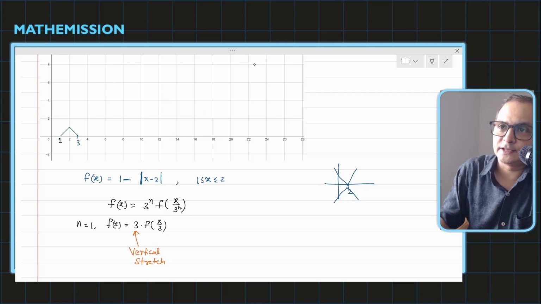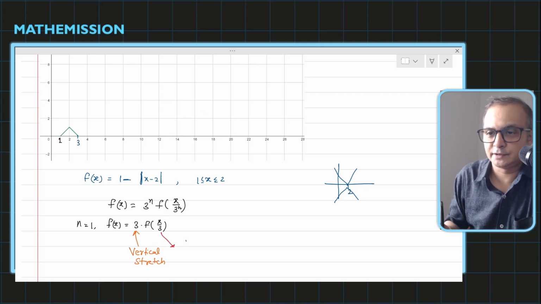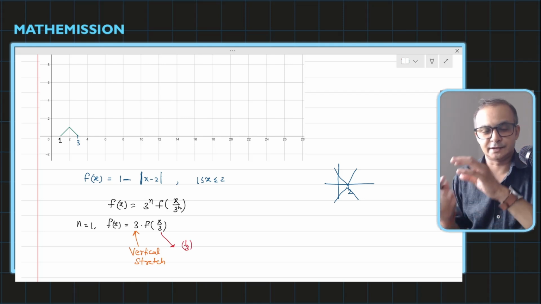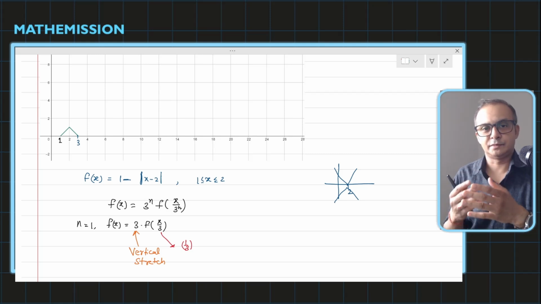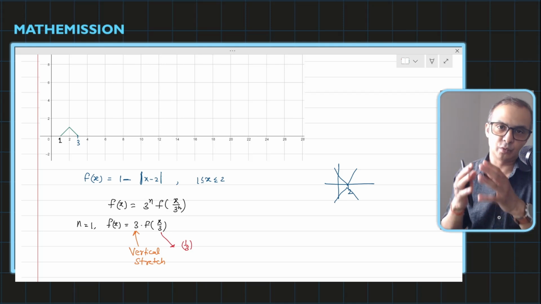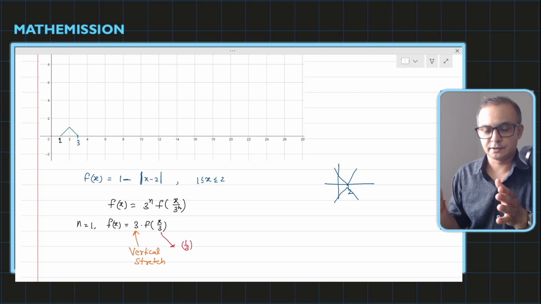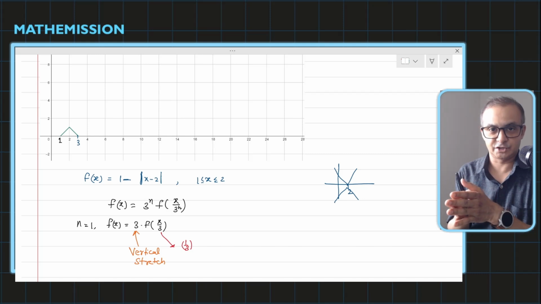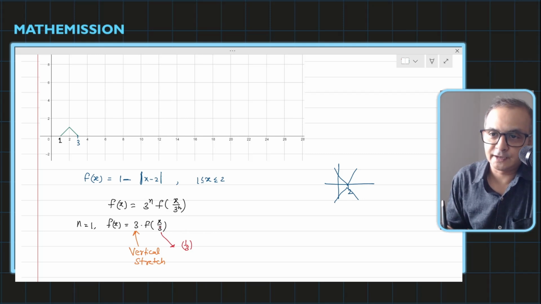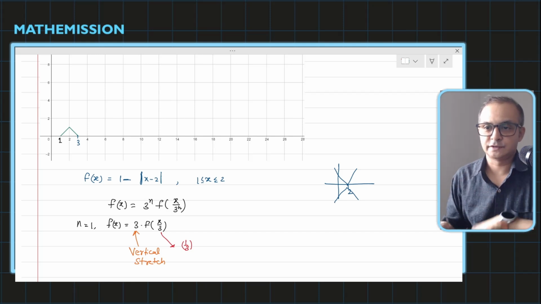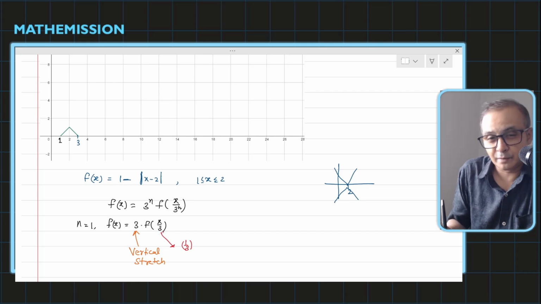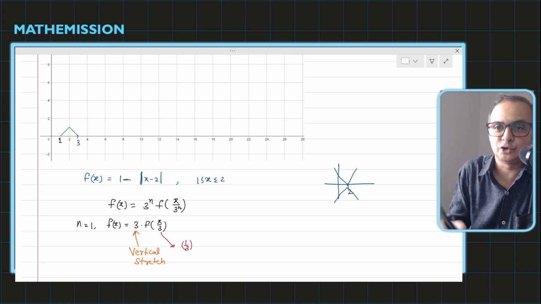And here 1 by 3 is multiplied, so 1 by 3 will be responsible for the horizontal stretch. When we multiply x by a number that is more than 1, it is responsible for horizontal compression, meaning it will shrink the graph by that much. But here 1 by 3 is a number lesser than 1, so it will give you a stretch, 3 folds. But the problem is this is the base function we are using again and again.